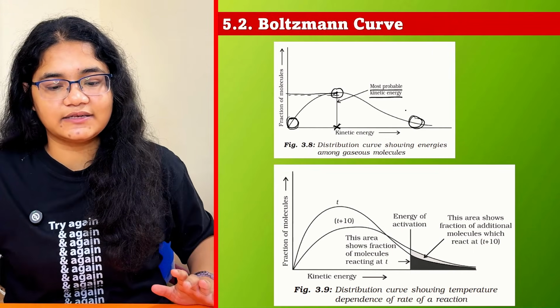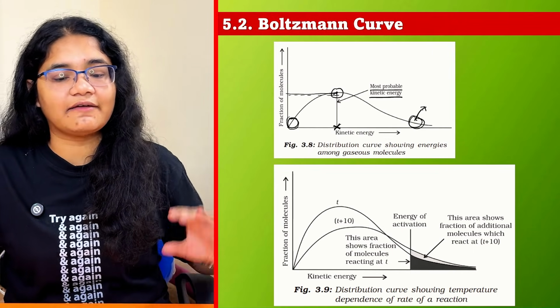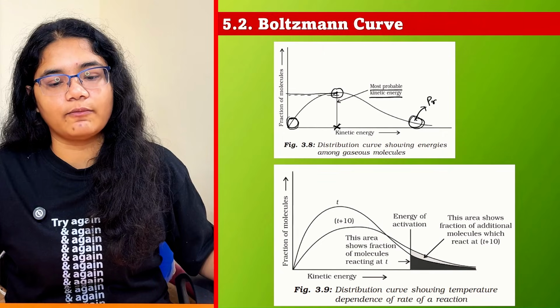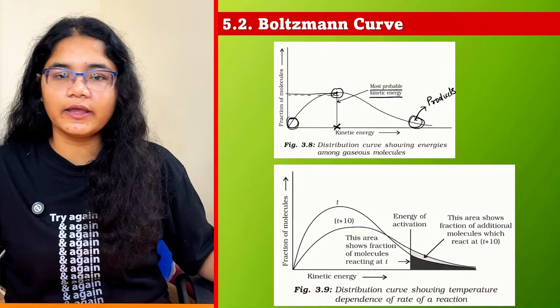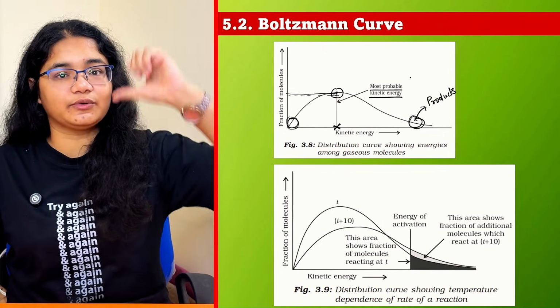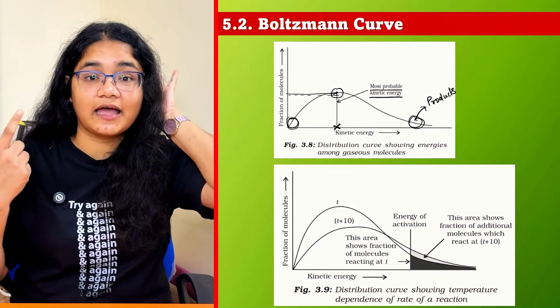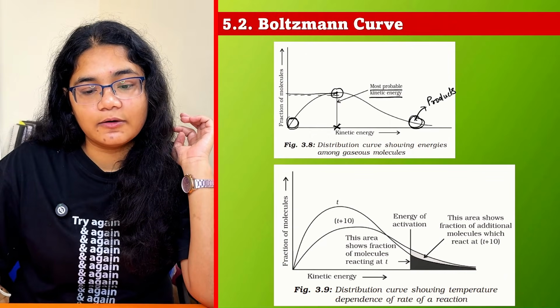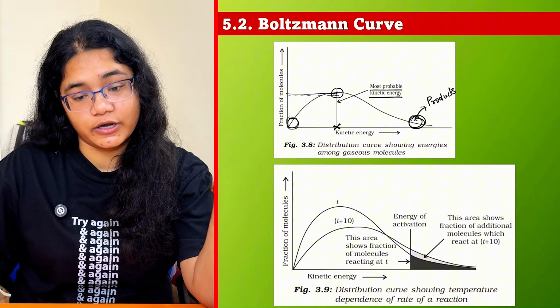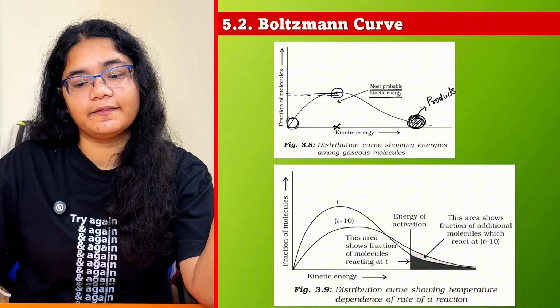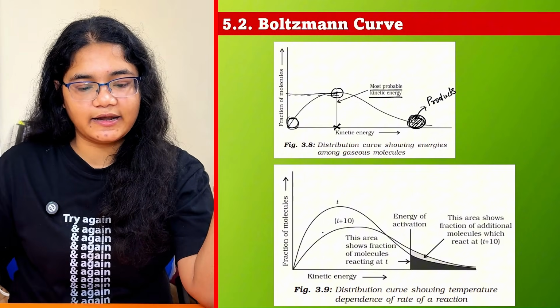Before that, you have to understand that these particles, which have higher energy, can form products. We have understood that first an activated complex has to be formed, which has higher energy. So the molecules which have energy in this region can form products. Now again, let us see the graph.